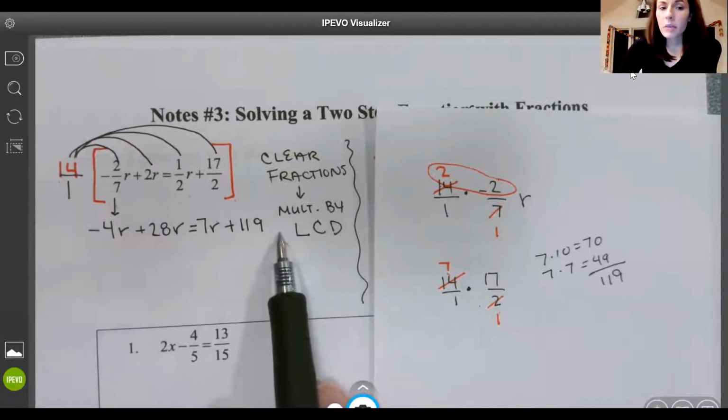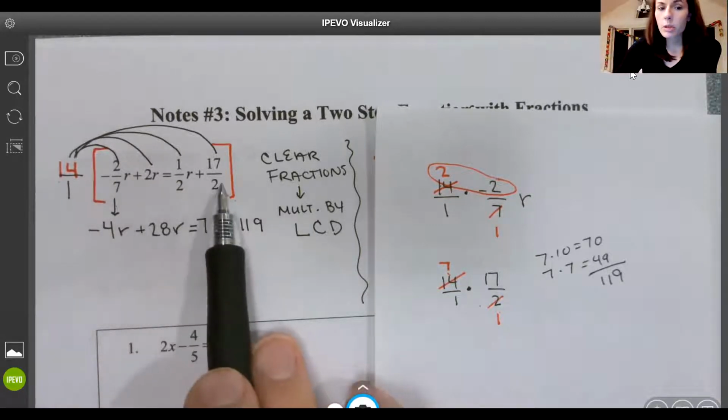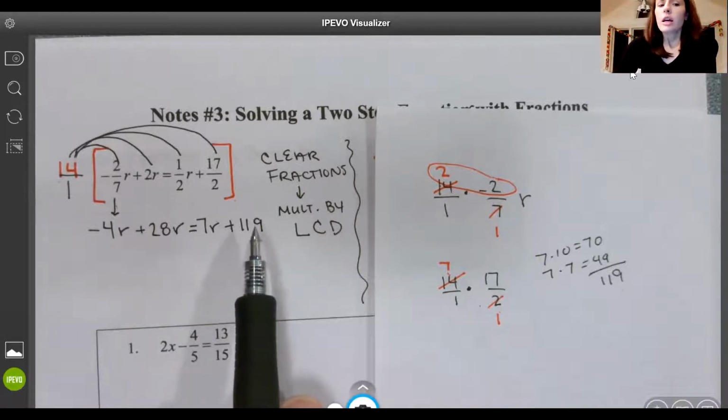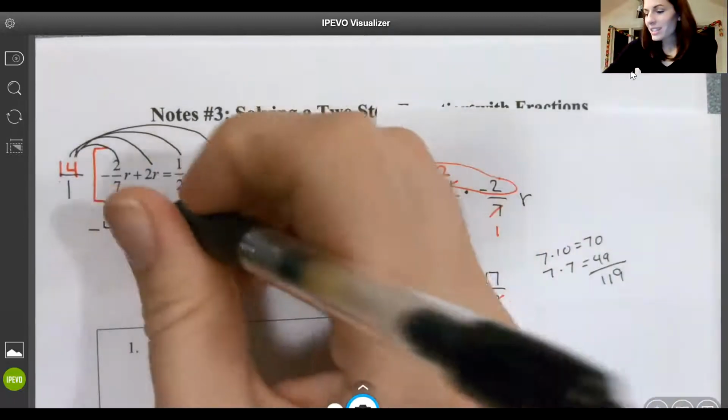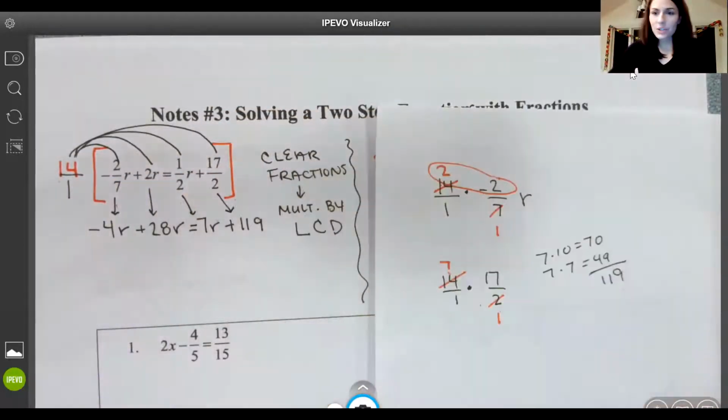And now look, magic, there's no fractions left, okay? So by multiplying every single term by the LCD, boom, I've eliminated my fractions. Really pretty magical, okay? If I do this and I still have fractions, then I didn't do it correctly. As long as I'm choosing the LCD, it should always just wipe out the fractions in that first step. And now I just have a multi-step equation.